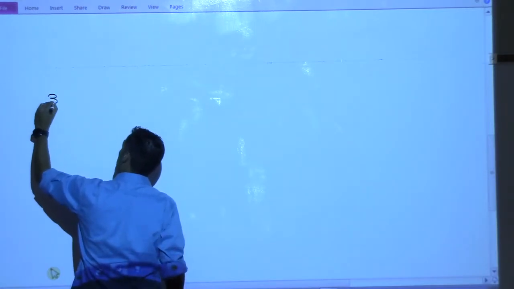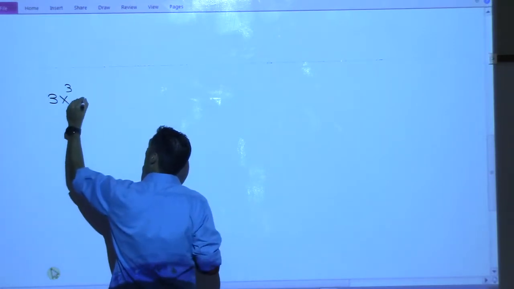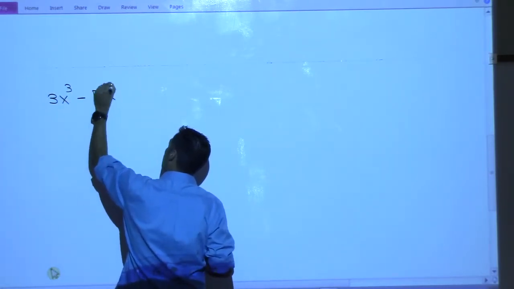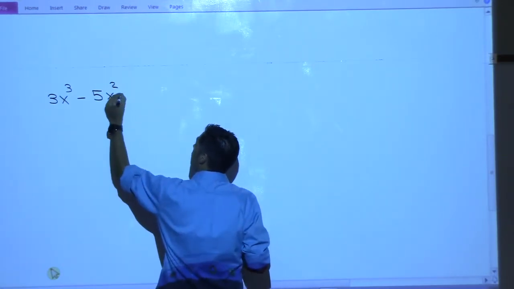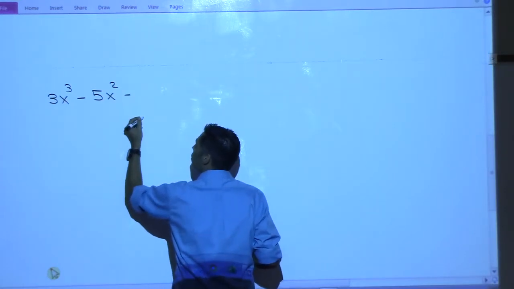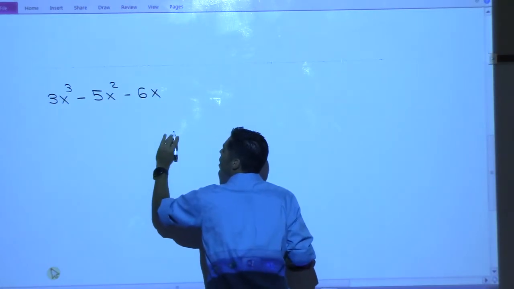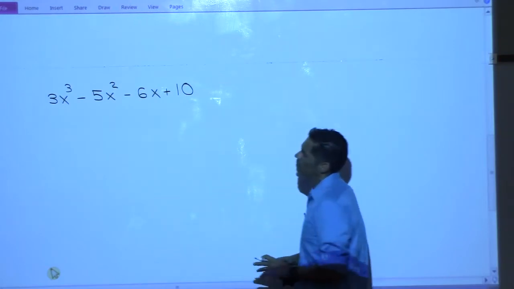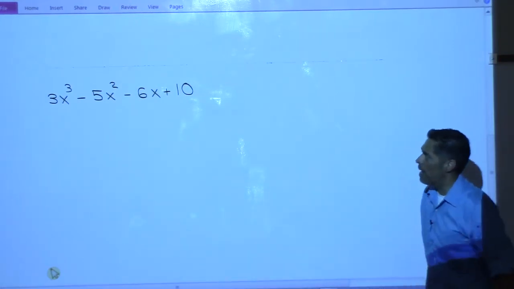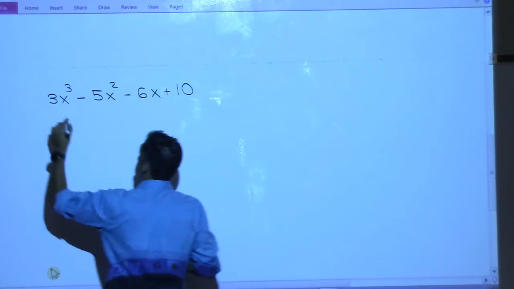All right, 3x cubed minus 5x squared minus 6x plus 10. Okay, now I realize that looks pretty bad, but let's just go through and see what we can do here. So the instructions here are to factor.